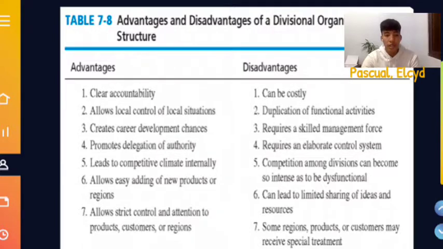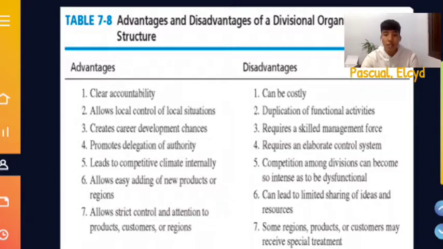Fifth, leads to competitive climate internally. Sixth, allows easy adding of new products or regions. Seventh, allows strict control and attention to product, customer, or regions. The disadvantages: first, can be costly. Second, duplication of functional activities. Third, requires a skilled management force.